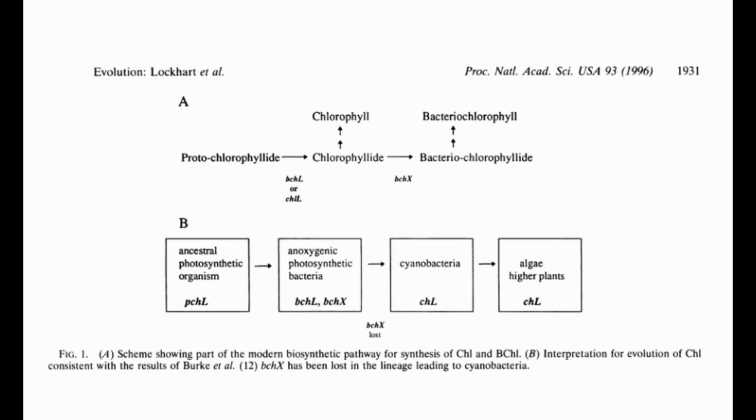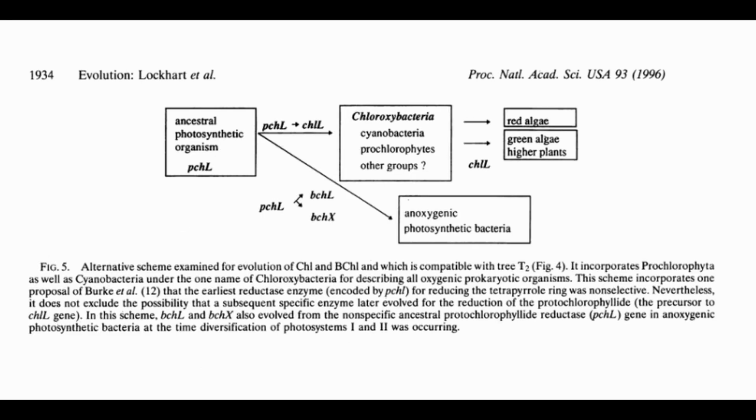In the results of the Lockhart-Larkham DNA study, the authors proposed there existed an ancestral bacterium that used protochlorophyllide pigment for photosynthesis 3.5 to 4 billion years ago. Specifics of how this proposed ancestral photosynthetic bacterium acquired its ability to make this protochlorophyllide pigment are obscure and may always remain unknown to science.